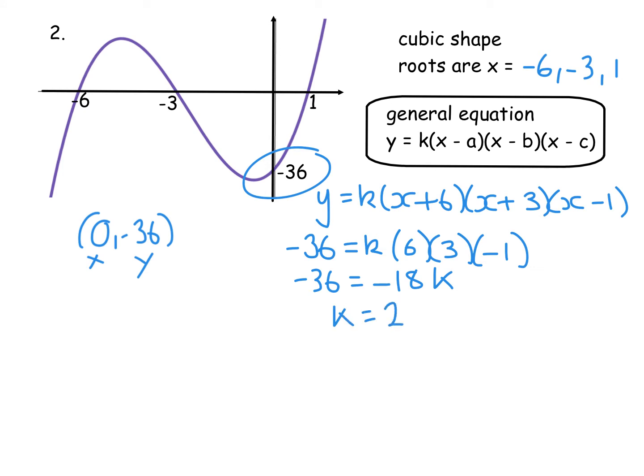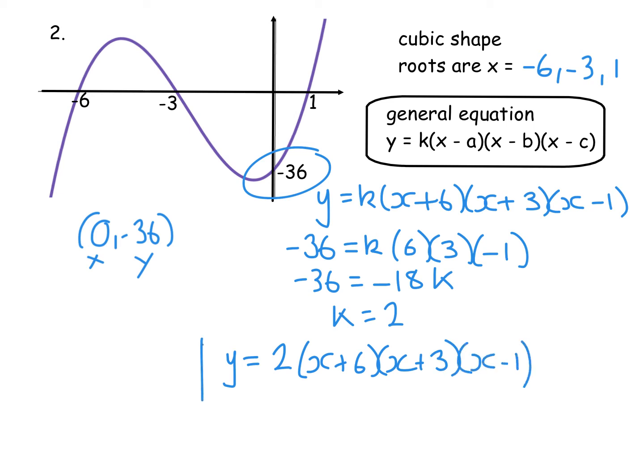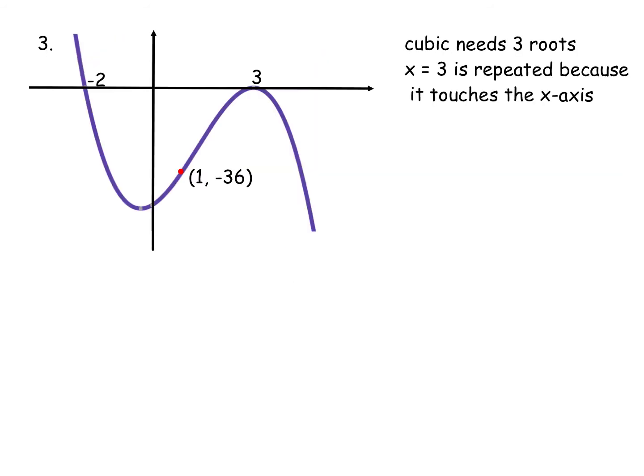Now k doesn't always happen to be 2. That just happens to be what I've chosen it to be for these two examples. So now we have k equals 2. We can rewrite out our equation. So we have 2(x + 6)(x + 3)(x - 1). Okay, so there is your final answer. We have found the equation of that cubic graph. Now one more to show you.